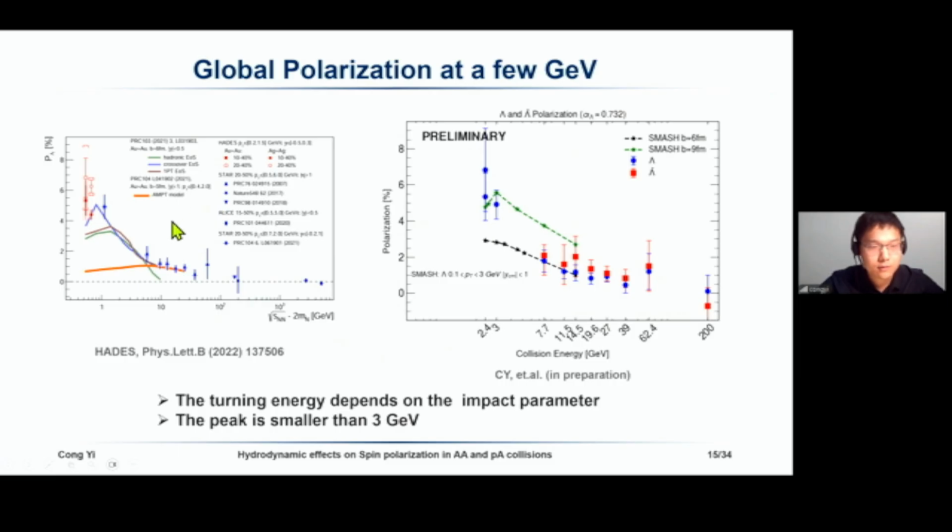The left figure comes from the HADES paper, and the numerical simulations come from the other group. I think at the lower collision energy it is better to use the hadronic equation of state. And actually, I don't know why the crossover equation of state can better explain the experimental data.